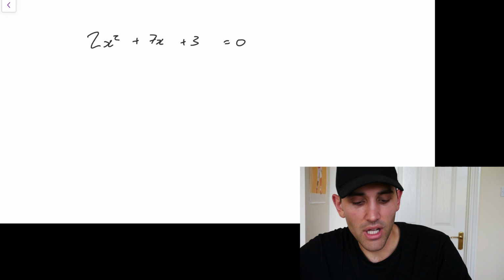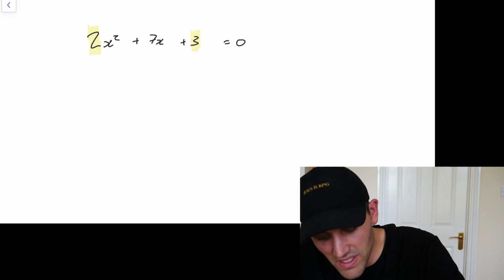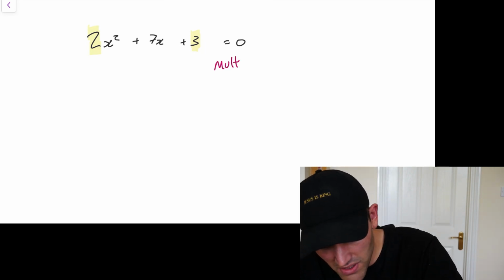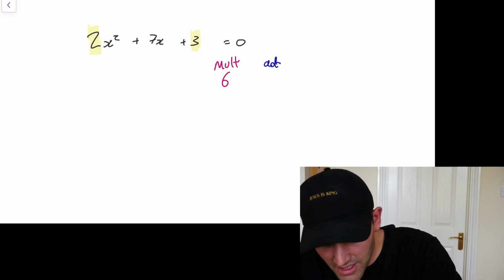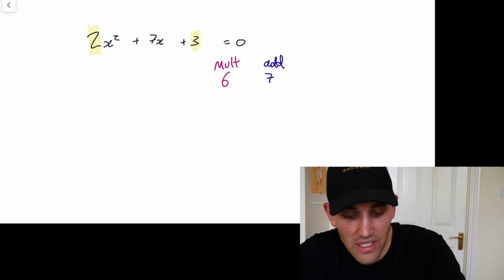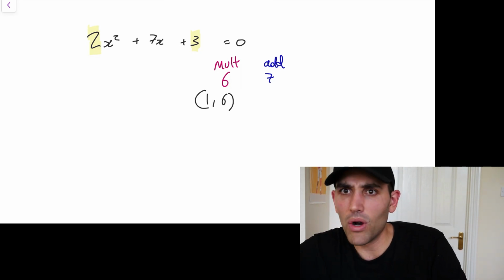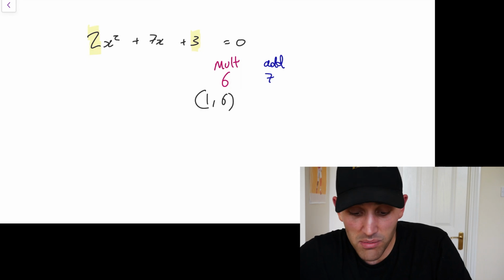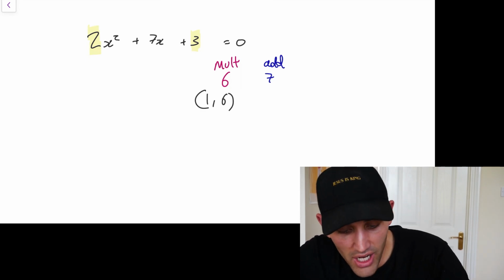Okay, let's look at this one. Here is my coefficient of the x squared term. This is my constant term. I'm going to multiply them together. 2 times 3 is 6. So I'm now looking for two numbers that multiply to make 6 and add to make 7. I swear I've got the easiest ones. I've given myself an easy run here, and that's not necessarily helpful. 1 and 6 multiply to make 6. They add to make 7. So we can jump in and get stuck in here.